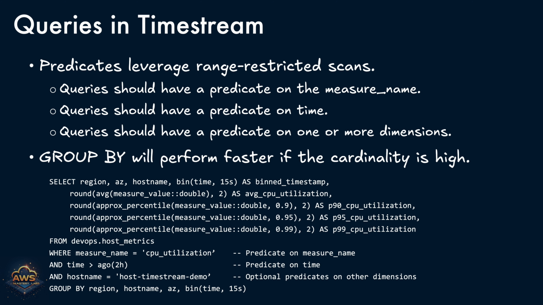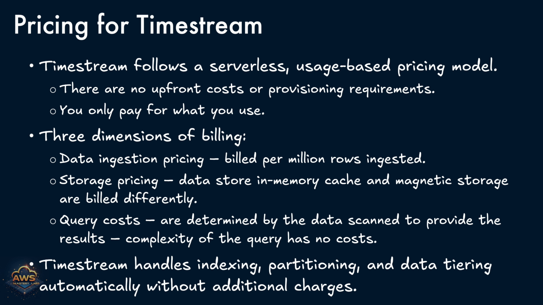Amazon Timestream uses a serverless, usage-based pricing model, which means there are no upfront costs, no infrastructure to provision, and no long-term commitments. You simply pay for what you use, making it highly cost-effective for both small-scale and large-scale time series workloads. Billing in Timestream is broken down into three main dimensions.